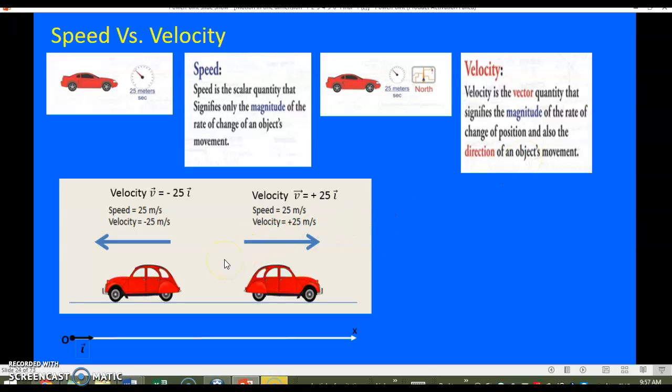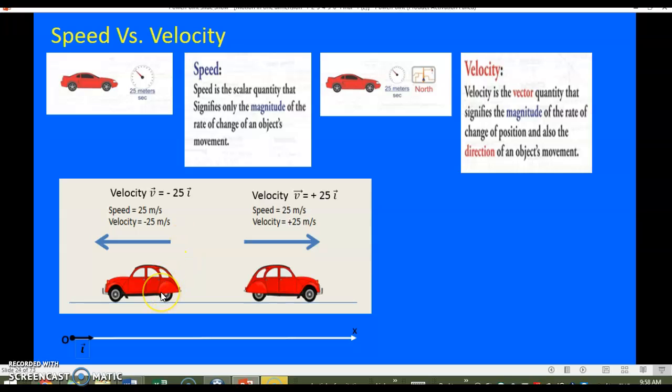Take for example these two cars. These two cars are moving at the same speed but in opposite directions. So we say that they have the same speed, the same rate of motion, which is 25 meters per second, as you can see. But they have opposite velocities.